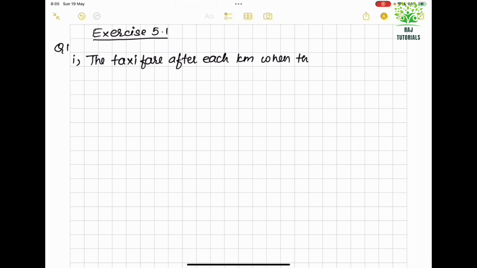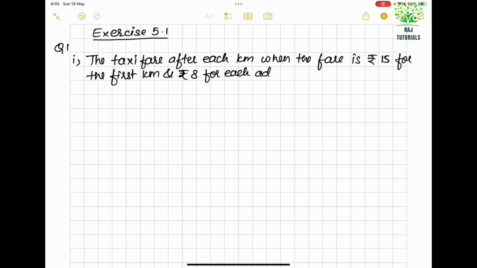when the fare is rupees 15 for the first kilometer and rupees 8 for each additional kilometer. So he is saying that A is, here A will be rupees 15 and D is rupees 8.